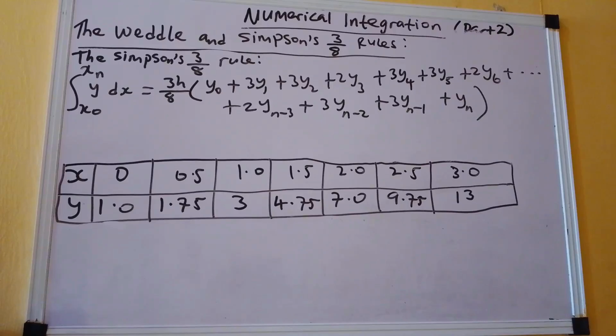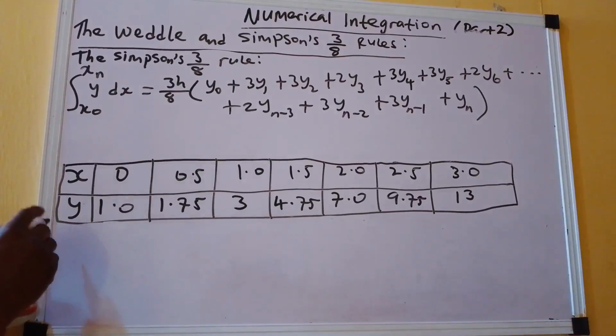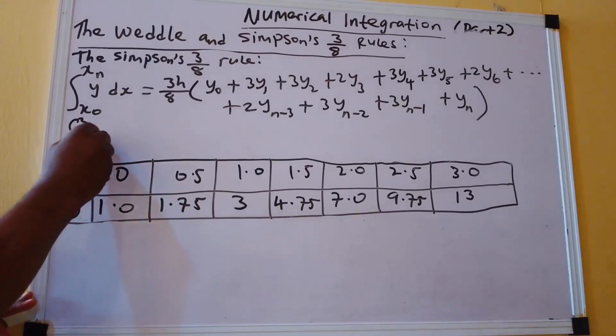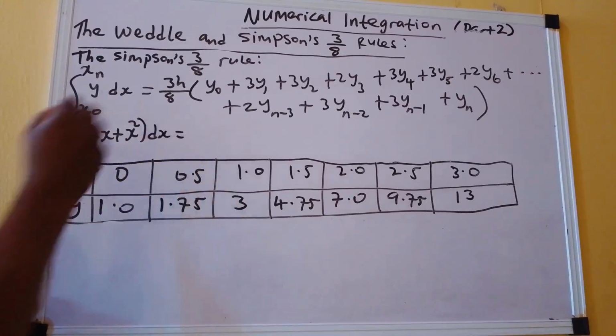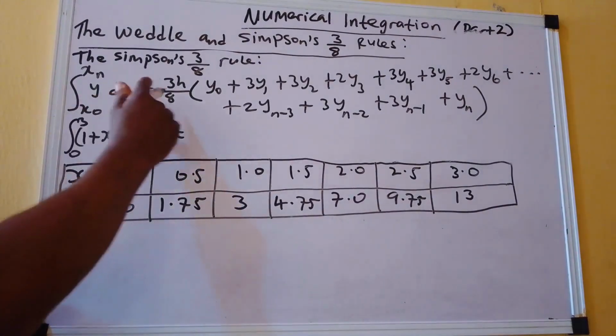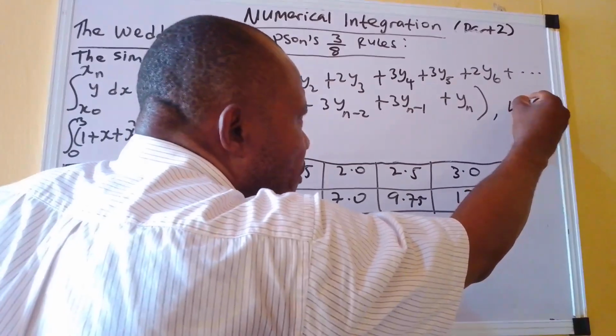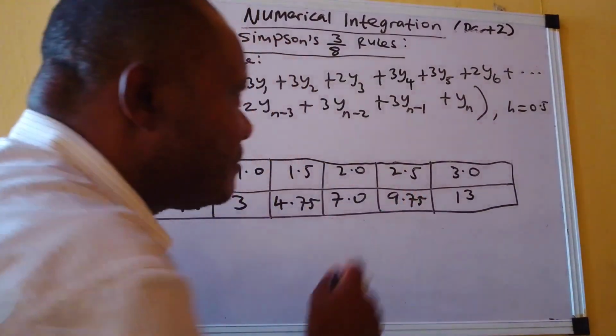Now let us quickly go and apply the formula. It's as simple as ABCD. Now we come here, our integral from 0 to 3 of 1 plus x squared dx will now be equal to, remember our h is 0.5. Remember our h for this problem is 0.5. We are using this same table.